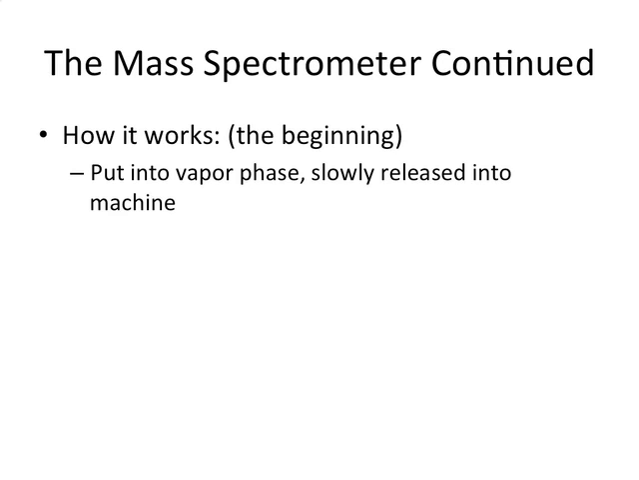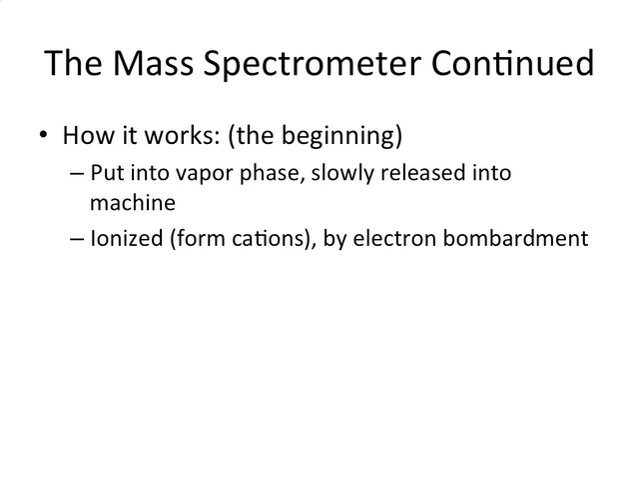So how the mass spectrometer works, first of all, it has to be put into the vapor phase. So step number 1 is to vaporize. And then once we're in the vapor phase, we're able to release this very slowly into the machine. Once it's released into the machine, the vapors are ionized. So they become cations because we shoot electrons at these vapors, at these gases. The electrons repel off all of the electrons that are around the nucleus, and we just have these positive nuclei now traveling through the machine.